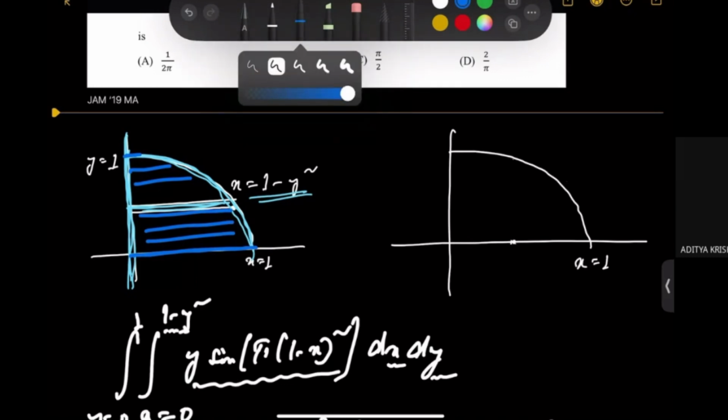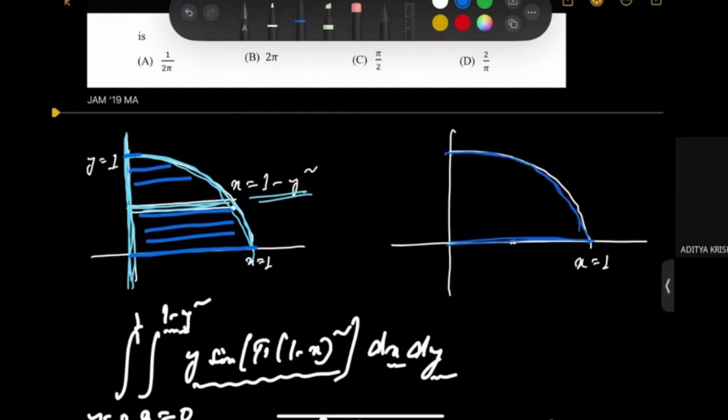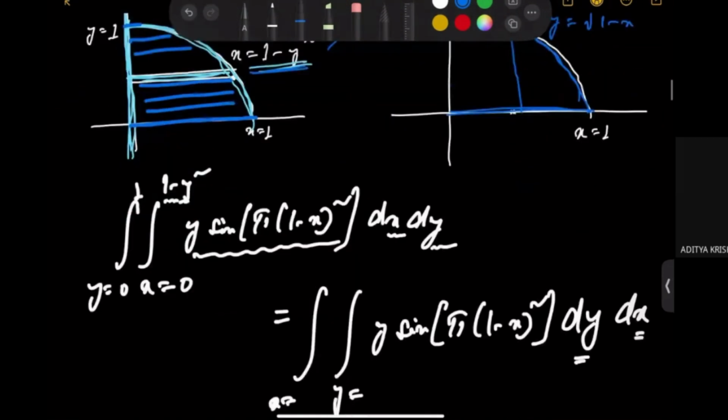y goes from y equal to 0 up to this curve, right? So y goes from 0 up to this curve. This curve was x equal to 1 minus y squared. This you can also write as y equal to positive square root of 1 minus x, I think. So y goes from 0 to square root of 1 minus x.